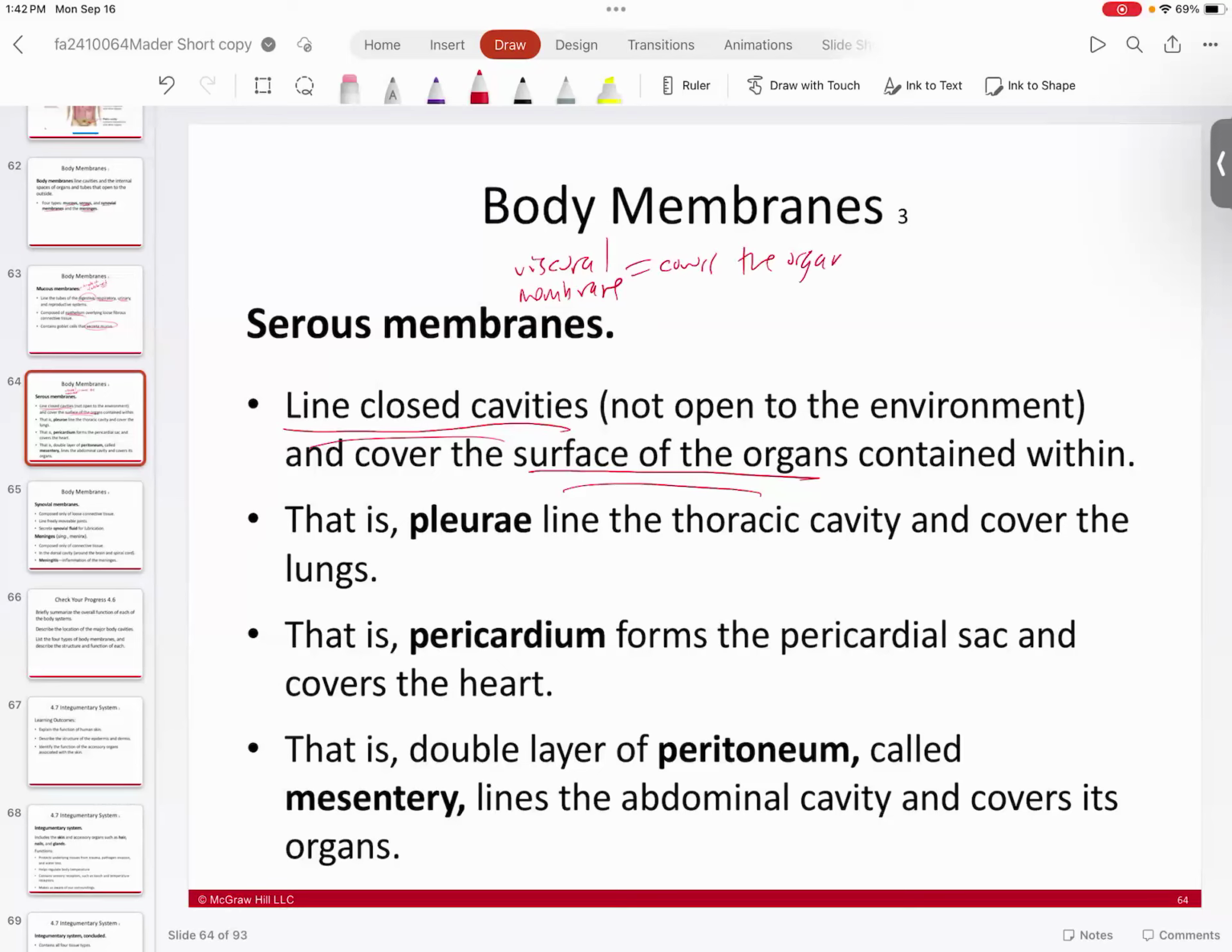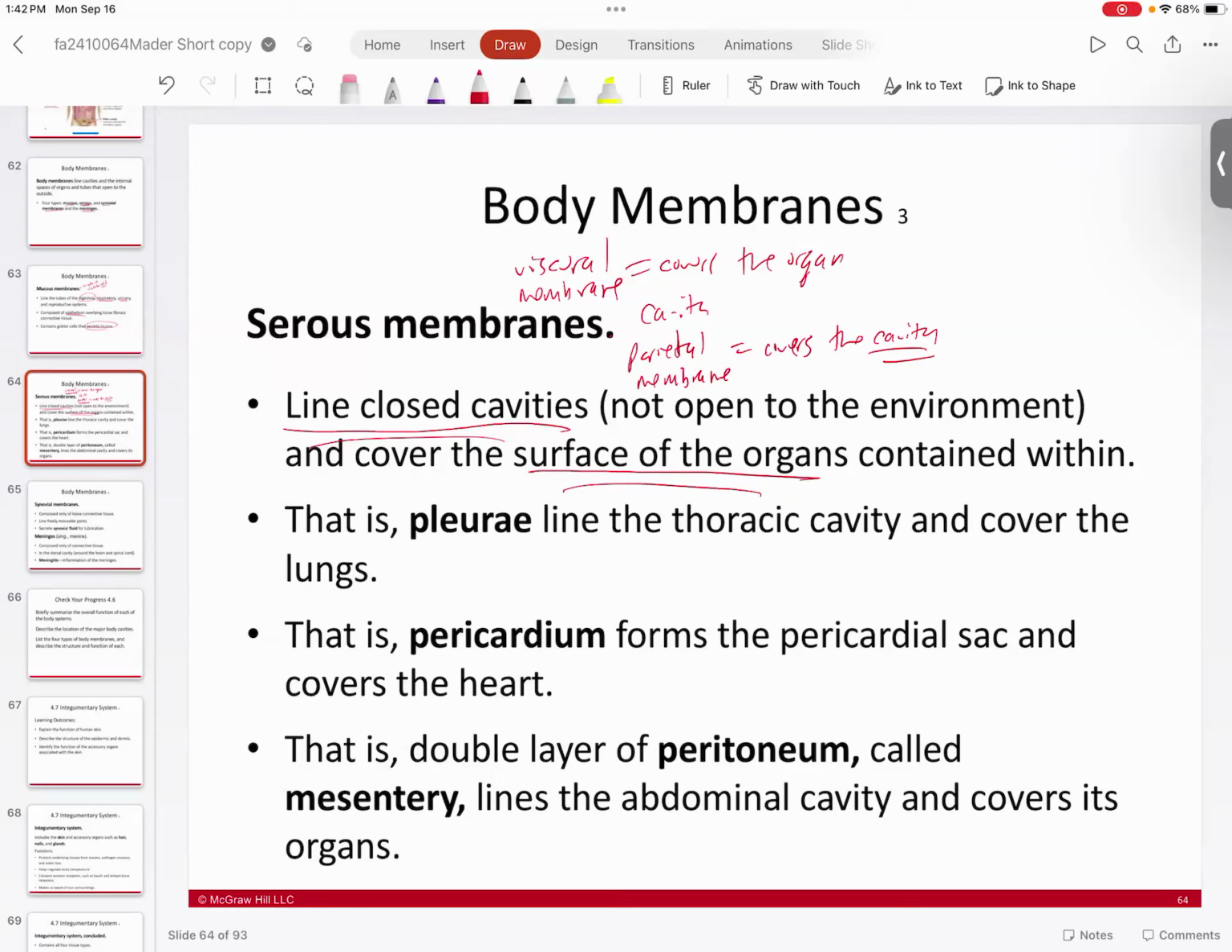Which covers the organ itself. And then they typically have a little bit of a cavity, and then they have what's called the parietal layer, or the parietal membrane, which covers the cavity, or the wall of the cavity. So think of the serous membranes, especially the parietal layer, as being like a layer of wallpaper on the inside of a wall. Okay, so that's going to be your parietal. So there's always kind of the same process.